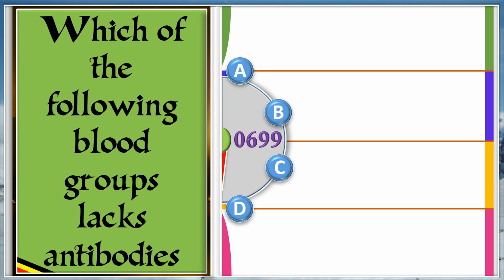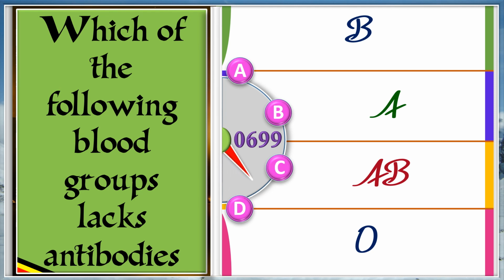Which of the following blood groups lacks antibodies? A. A. B. B. C. AB. D. O. And the answer is C. AB.